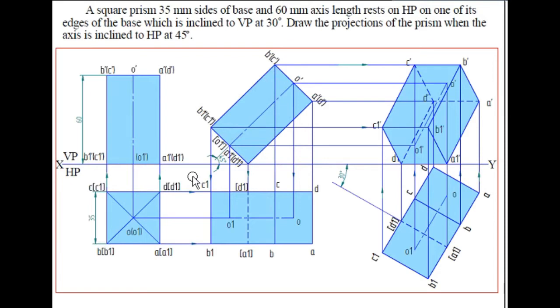B1 dash will be connected with B1, C1 dash with C1, D1 dash with D1, and A1 dash with A1. Next, similarly, here C dash with C, next B dash with B, D dash with D, A dash with A. So all the points will be marked.